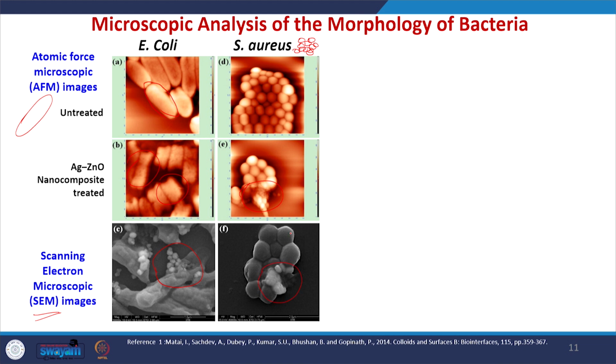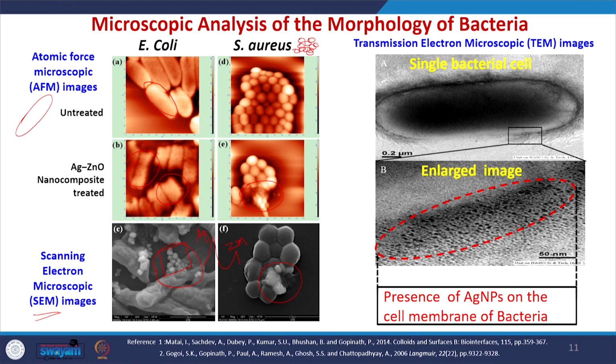So as I told you in the electron microscopy lecture, if you want to confirm that this damage is done by the nanocomposite, what you can do is select this area and do the elemental analysis. And when you do the elemental analysis, if you are getting a peak for silver and zinc, that means the silver and zinc are attaching to the cell wall of bacteria and destroying the cell wall of bacteria. And we can also study the bacteria under the transmission electron microscope.